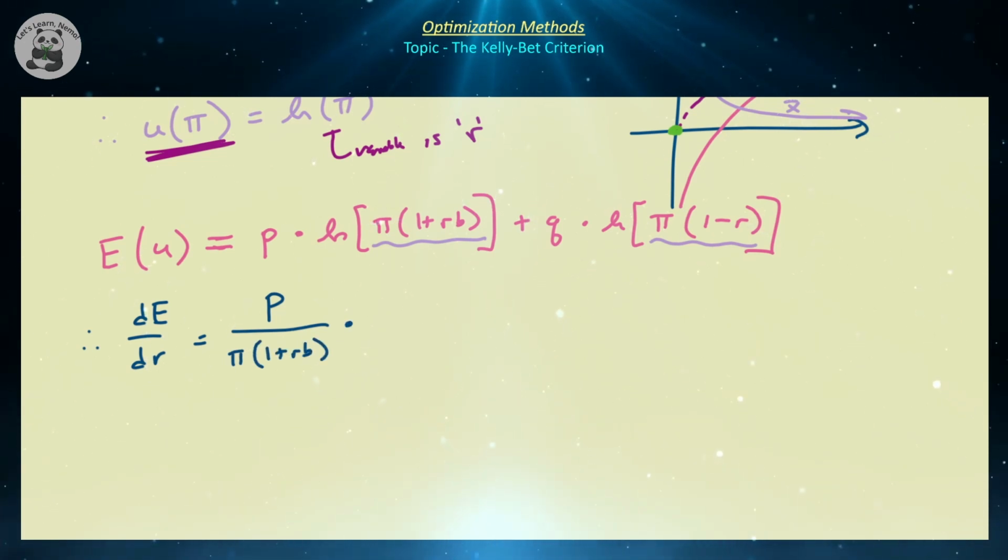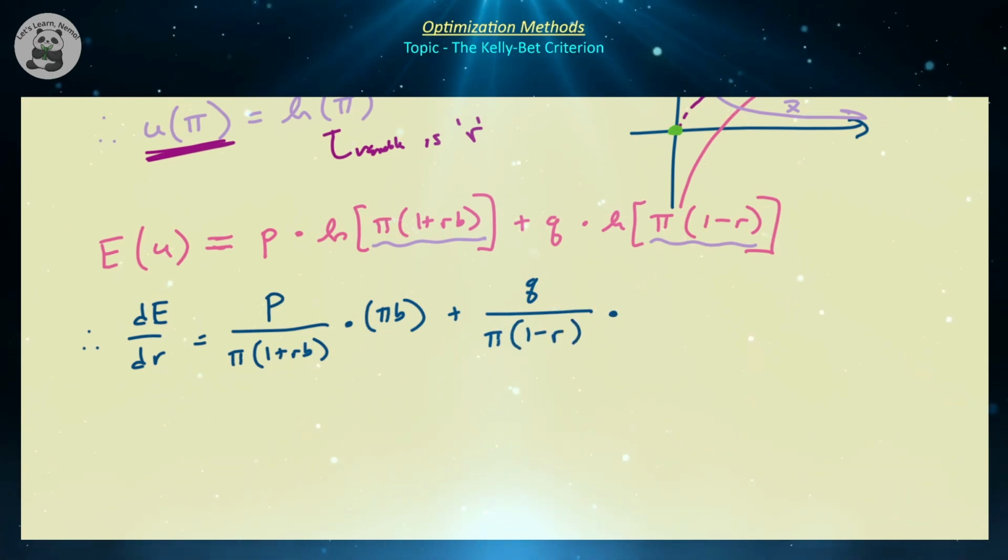The variable here is b, so pi is just a number, so the derivative of pi will be equal to 0, and the derivative of pi rb will just be equal to pi b. And then we're going to have what? So we're going to have q over pi times 1 minus r, and then chain rule again, the derivative of pi will be equal to 0, and the derivative of minus pi r will just be equal to minus pi.